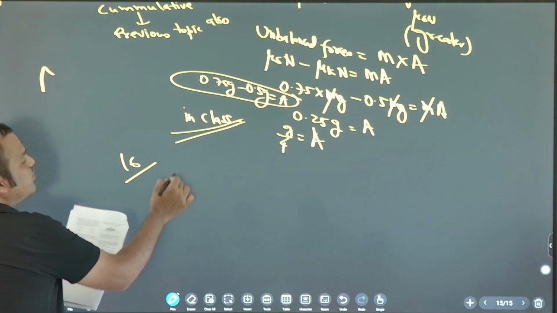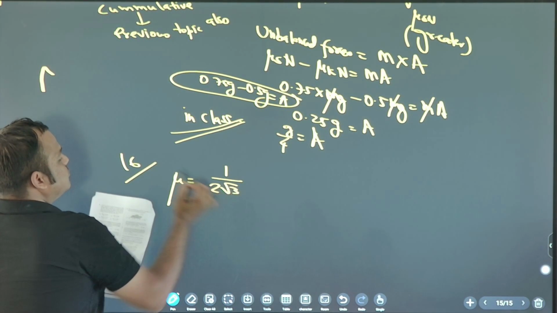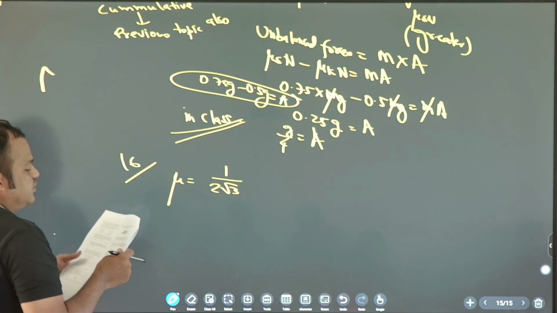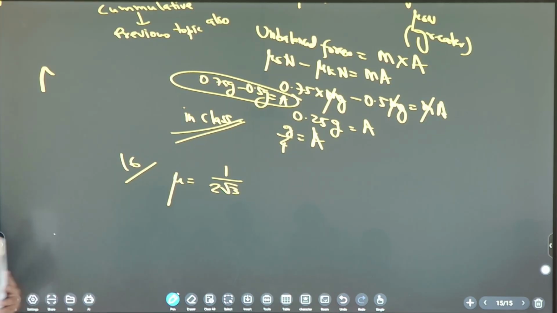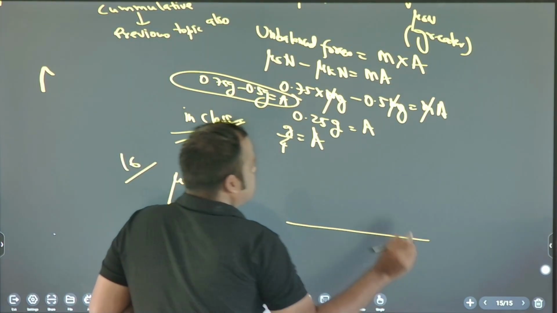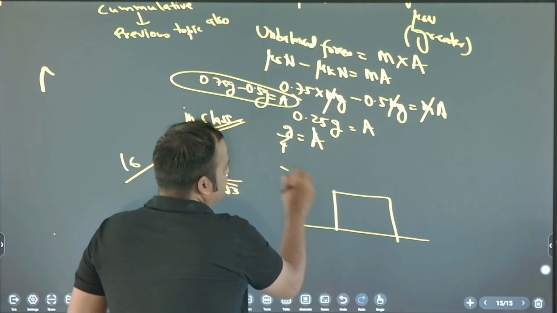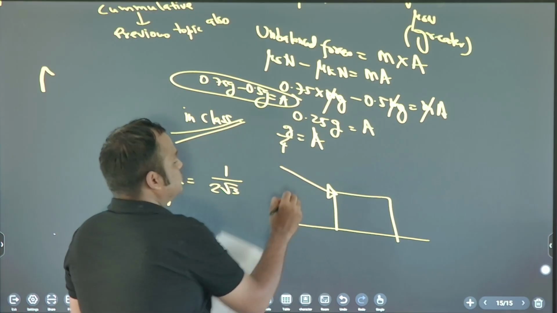First you tell what is given. Mu is given. How much is mu? 1 by 2 root 3. And you are pushing or pulling it. See the diagram. Pushing it. So Friday we discussed it. Friday, remember? It is a push force.